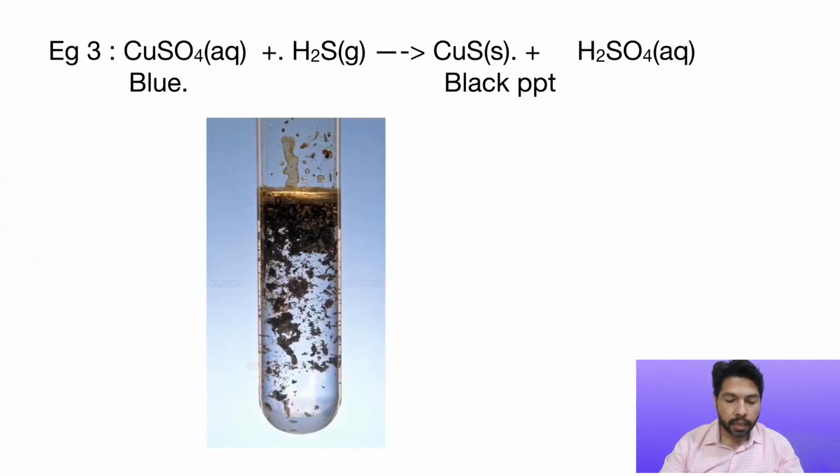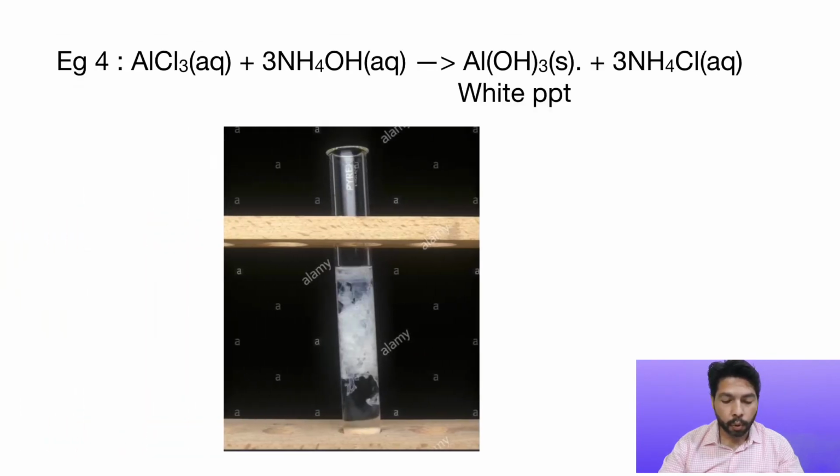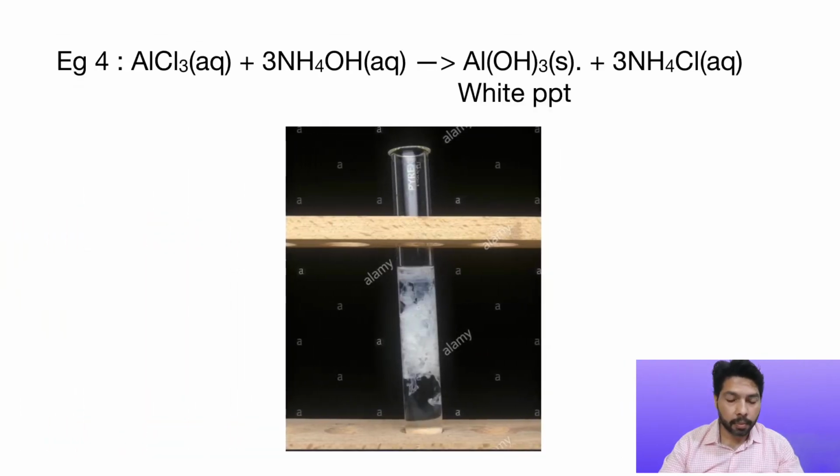The third example is the reaction between copper sulfate and H2S. Both the cations, copper and hydrogen, will replace each other and form copper sulfide, which will appear as a black precipitate, and H2SO4 will be there in the aqueous state, as you can see in the picture below. The fourth reaction is between aluminium chloride and NH4OH. Both the cations, that means Al3+ and NH4+, will exchange their positions, forming aluminium hydroxide, which will appear as a gelatinous white precipitate, and ammonium chloride will be in the aqueous state.